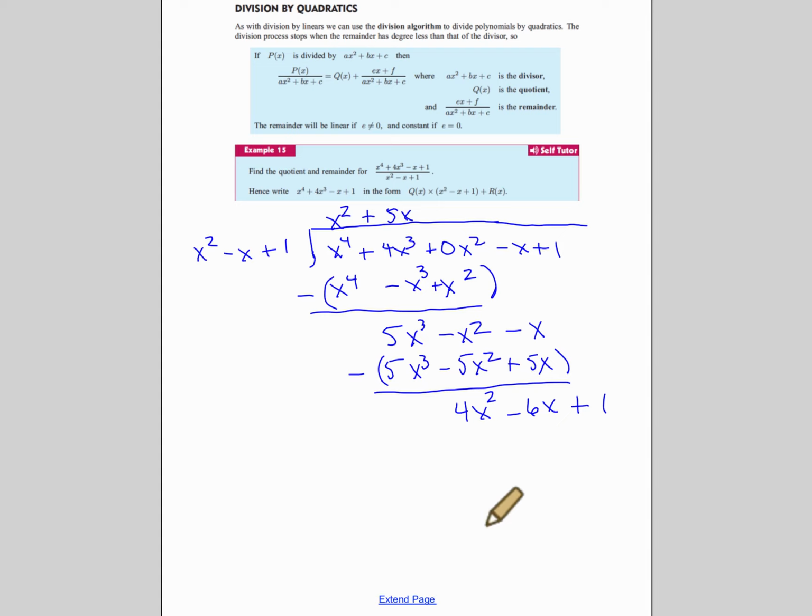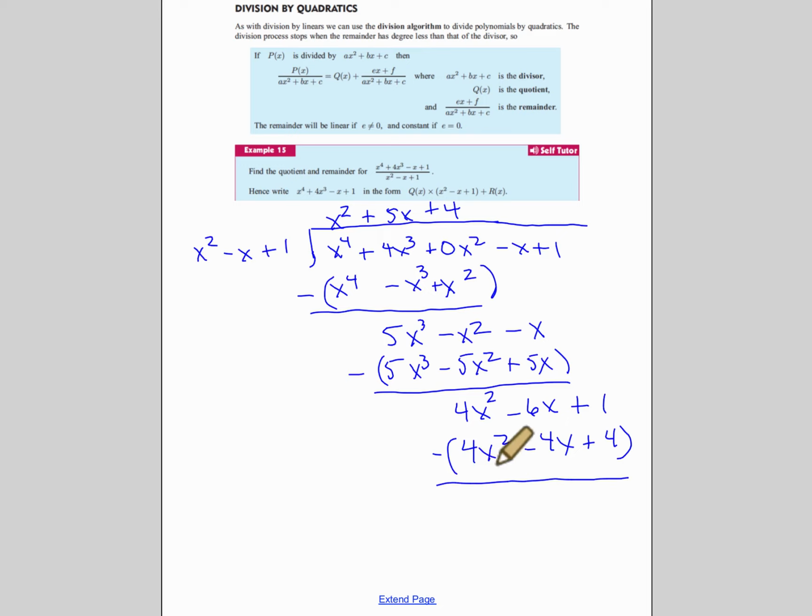I got to extend the page again. What times x squared gives 4x squared? That's going to be a plus 4. So 4 times x squared is 4x squared. 4 times negative x is negative 4x. And 4 times 1 is plus 4. We're almost done, thank goodness.